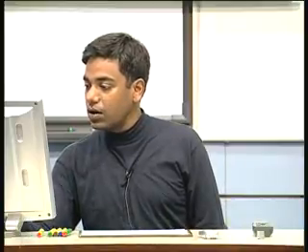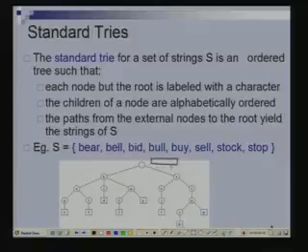Okay, this is a node. Oh, sorry, I wanted to make it a linked list. So I have a linked list sitting here.